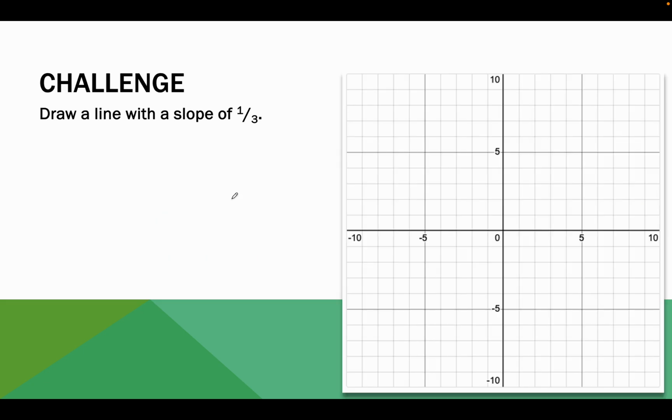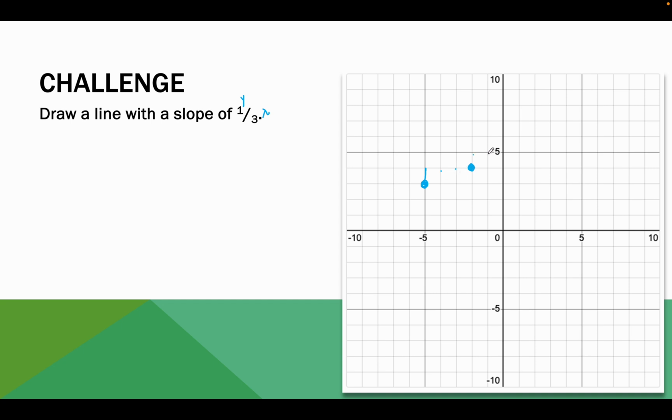As a final challenge, try drawing any line with a slope of 1/3. To do that, you would need to pick any starting value wherever you would like on the graph. And then to draw a line with a slope of 1/3, that means that our y change is 1 and our x change is 3. So that's going to go up by a positive 1 and over by a positive 3 along the x-axis.